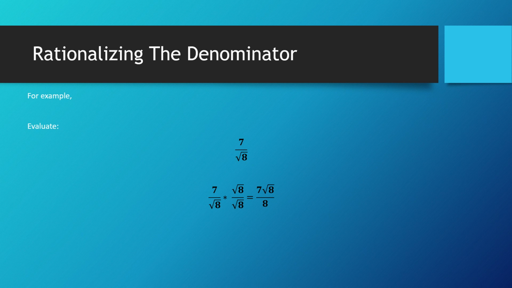Remember, we are still using our laws of exponents when we multiply root 8 by itself. We rewrite root 8 as 8 to the 1/2 and square the whole term, which means to evaluate it, we have to multiply the inside and outside exponents together. This gives us 8 to the first power, which is equal to 8.